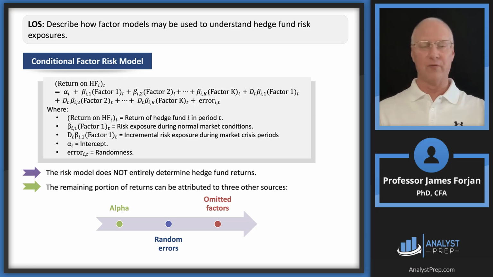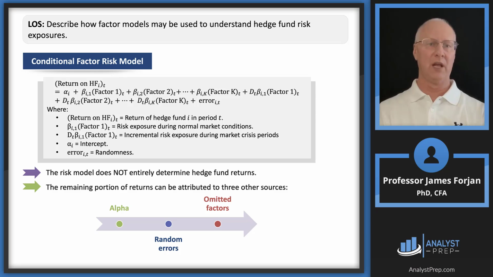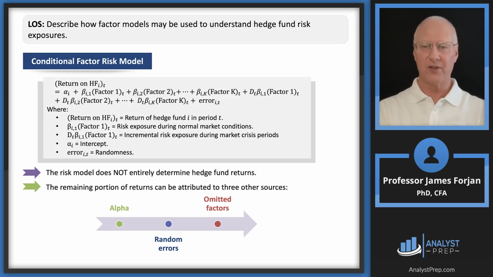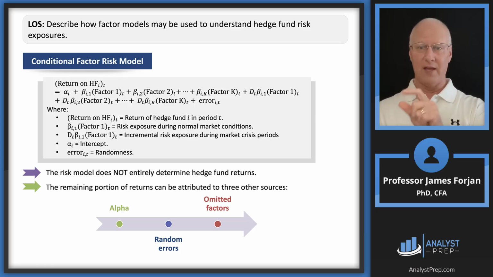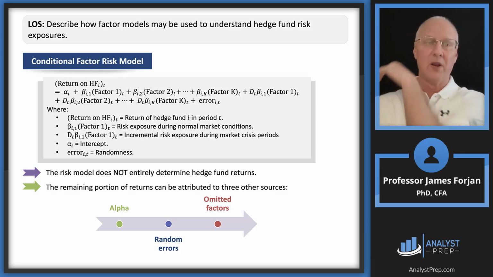And this is what we've been doing from, oh boy, we didn't do much of this in Level 1, but we did a lot of it in Level 2. That's similar to what we've done before. But then notice we're adding a D for factor 1, 2, and 3, whether it's inflation or yield or energy prices or size or momentum, whatever those factors are. And notice that D, look down, is the incremental risk exposure during market crisis periods.